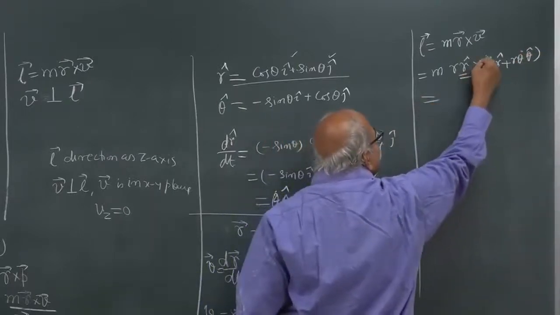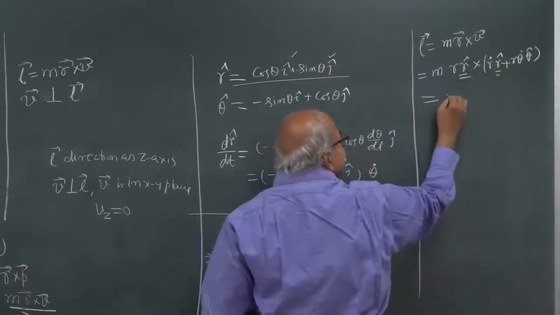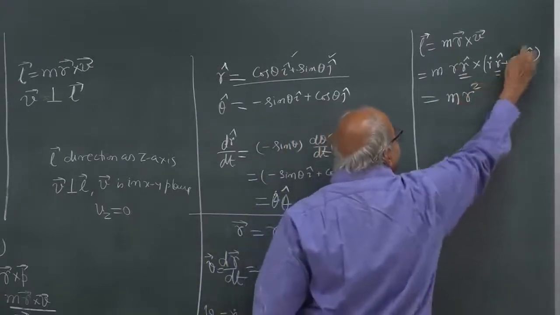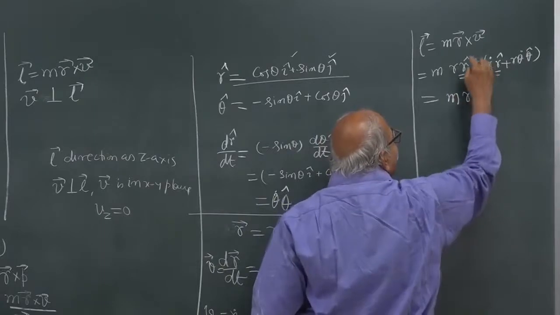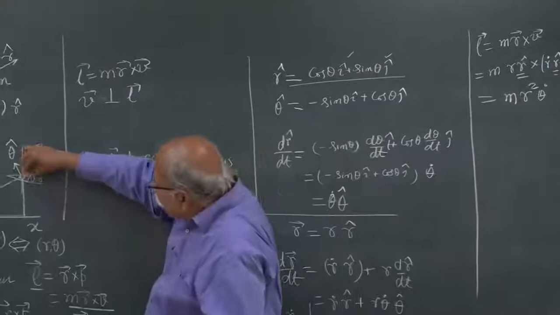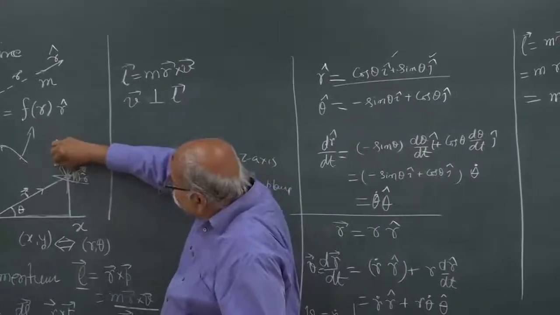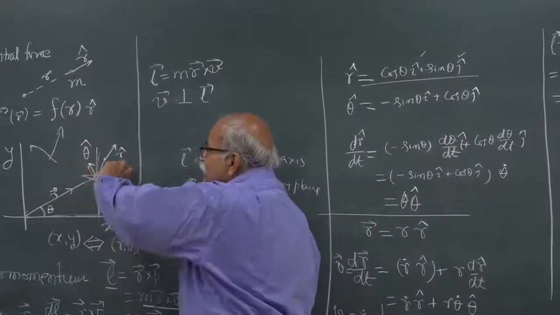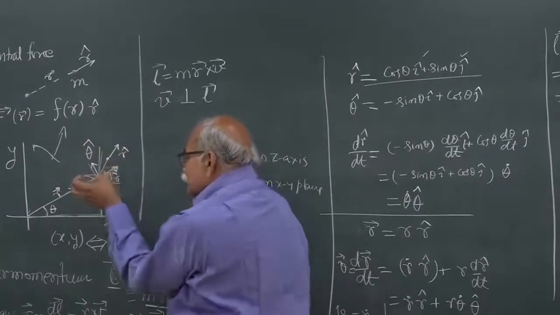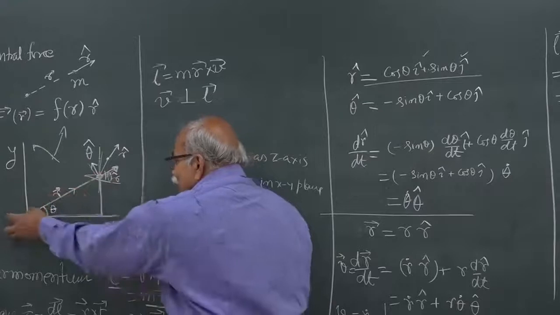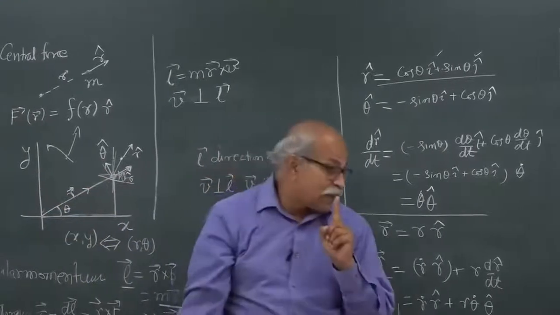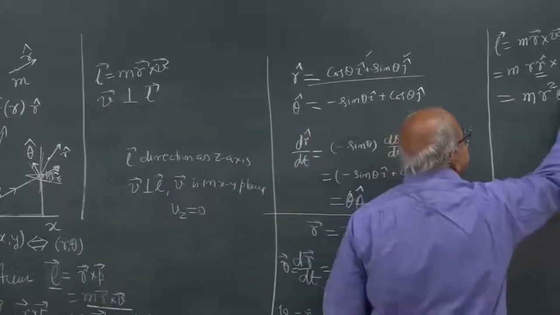r cap cross r cap is 0. So, it is m into this r and then r theta dot times r cap cross theta cap. Come back here. Here is r cap and here is theta cap. So, what is r cap cross theta cap? This is a unit vector in this perpendicular direction, and that is the z direction. So, this is the k vector, unit vector k cap.